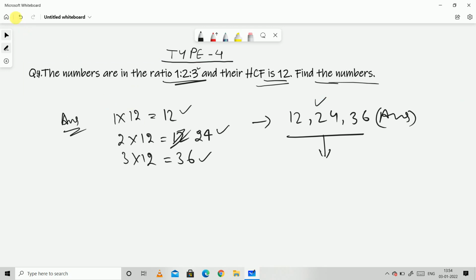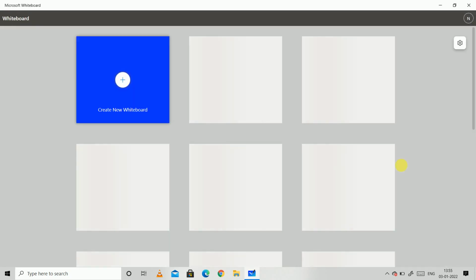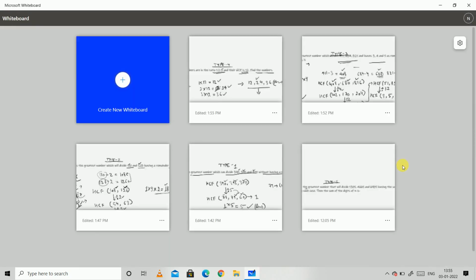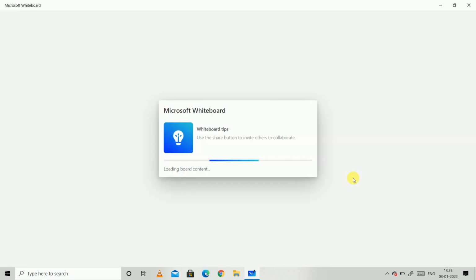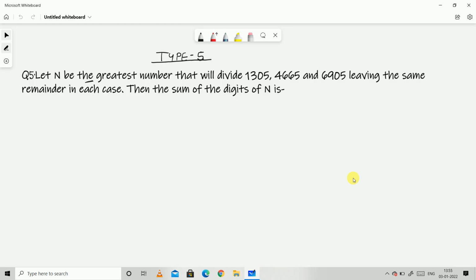Now let's move on to type 5. So here we have our type 5. Okay, let n be the greatest number that will divide this and this, leaving the same remainder in each case, then the sum of digits of n is. It is asking you the value of n, which is the greatest number which is dividing these numbers, leaving the same remainder in each case.